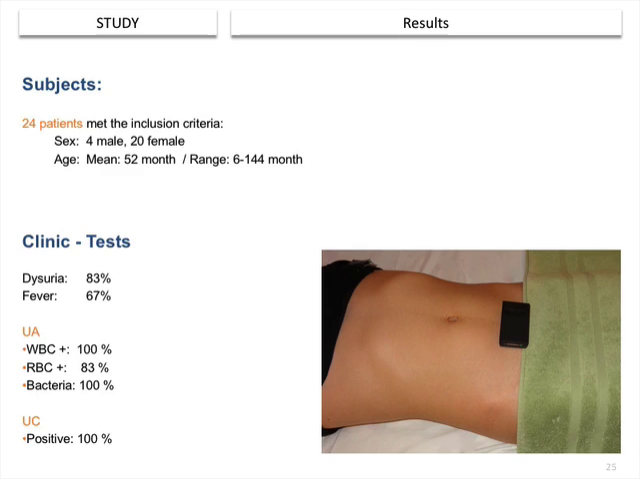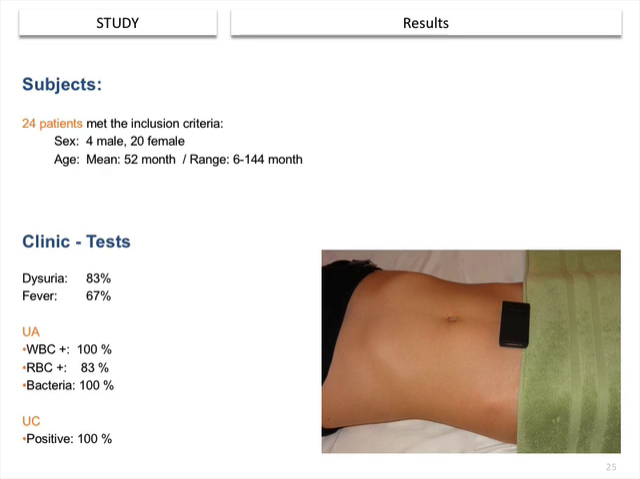We had 24 patients. Actually, I collected data in 2 rounds in 2 consecutive years. In the first year, we collected 12 patients, and the paper which is published includes those data. But here I'm reporting all the data together, which was 24 patients with acute UTI compared with a 24-patient control group. The sex was 4 male and 20 female, as expected. The mean age was 52 months, and the range was between 6 and 144 months.